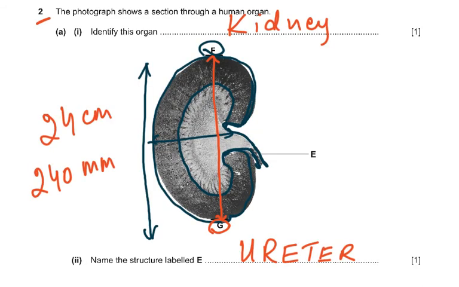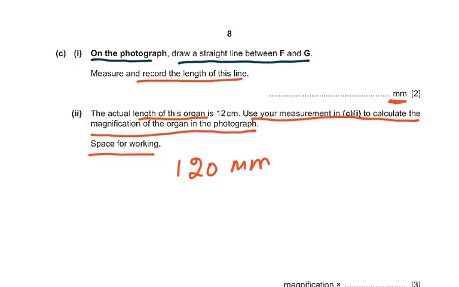Let's assume that this was 24 centimeter, so this would be 240 millimeter. I don't have a ruler with me at the moment, so I'm just doing a rough calculation. But the actual was 120, because it says the actual length of this organ is 12 centimeter, which means it is 120 millimeters.